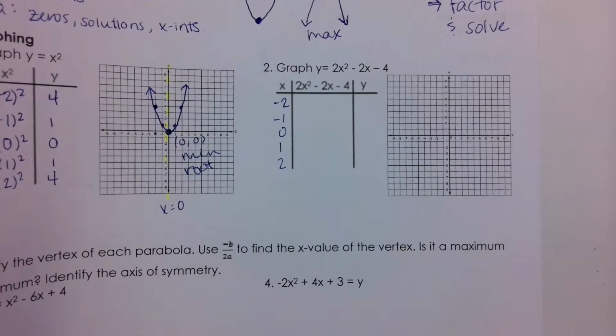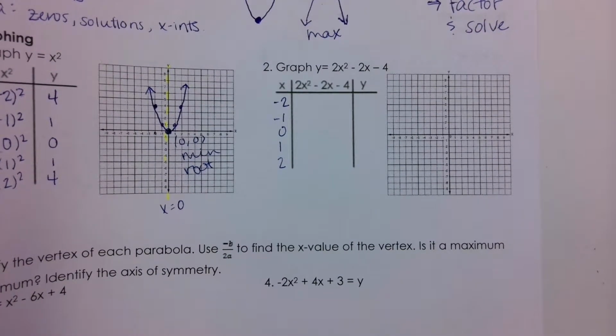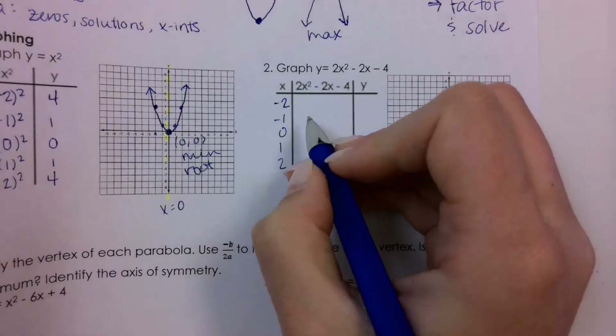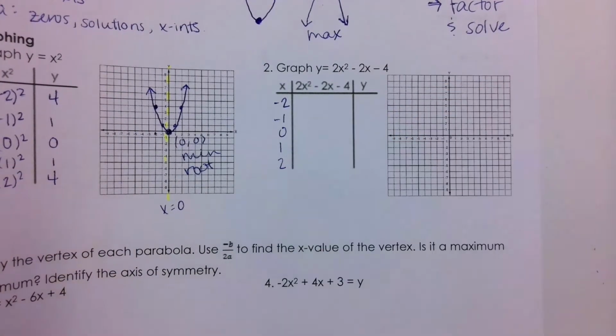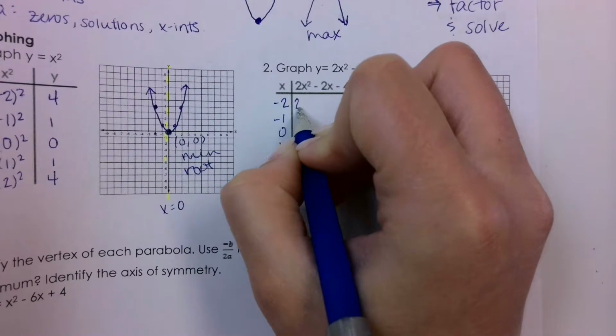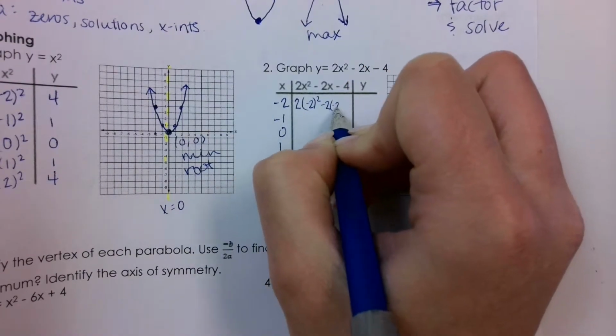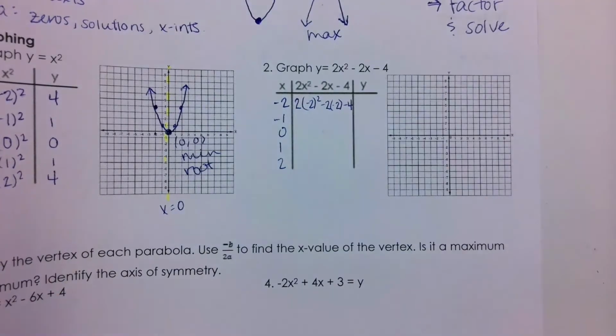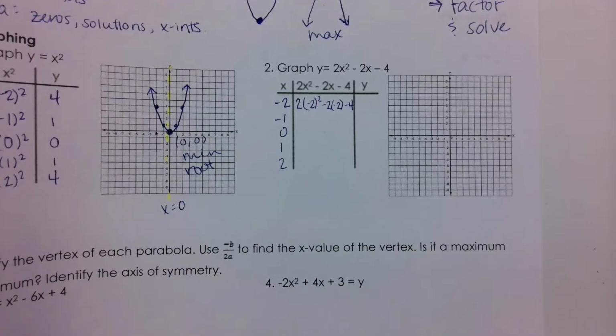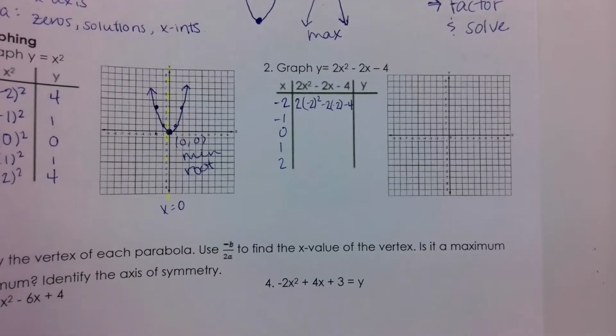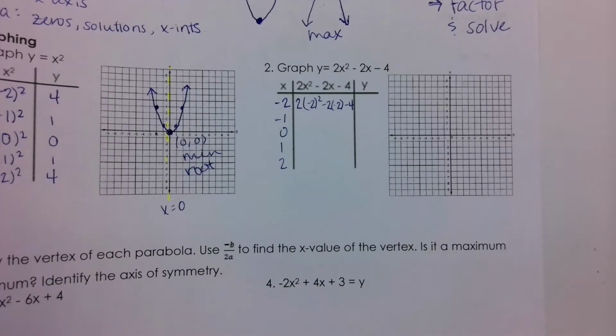Do you have calculators? Yes. You might need them for some of this because there's a lot going on. So we're going to plug in -2 everywhere that there's an x. So we're going to do 2 times -2 squared minus 2 times -2 minus 4. Oh my goodness, that's a lot. You can just type that straight in your calculator. I'm going to show you a trick that's going to make this a little bit easier if you're having to do a lot of these.